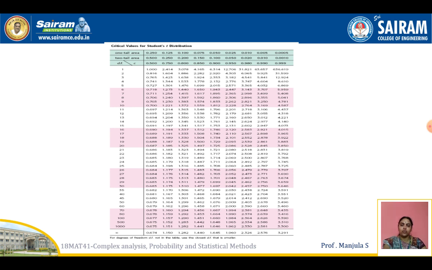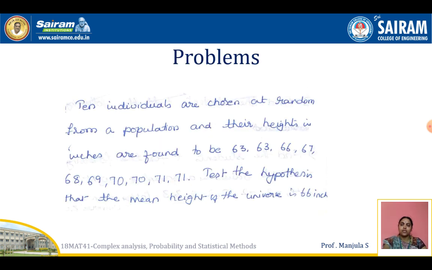This is the table we are using to find the standard student T distribution values, with degrees of freedom starting from 1 up to around 1000. So now we'll see the problems. The first problem will be like this.